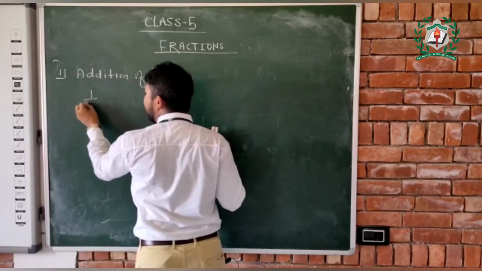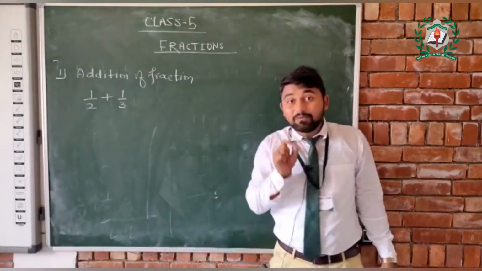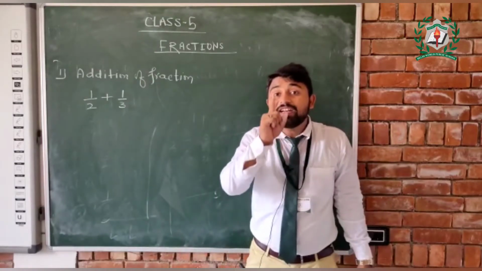Addition of fractions. If you add 1 upon 2 to 1 upon 3, your aim should always be to make the denominators the same.